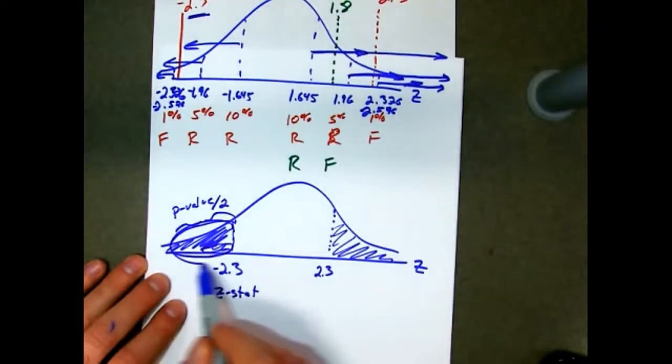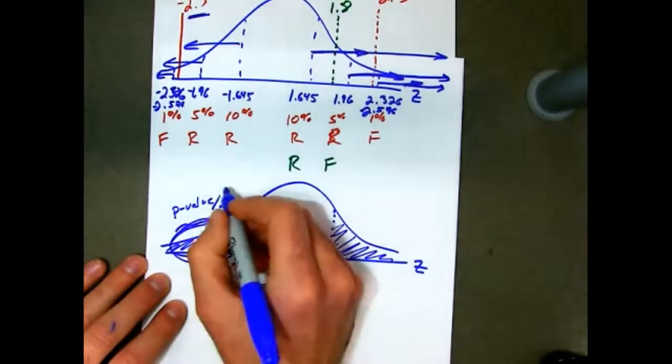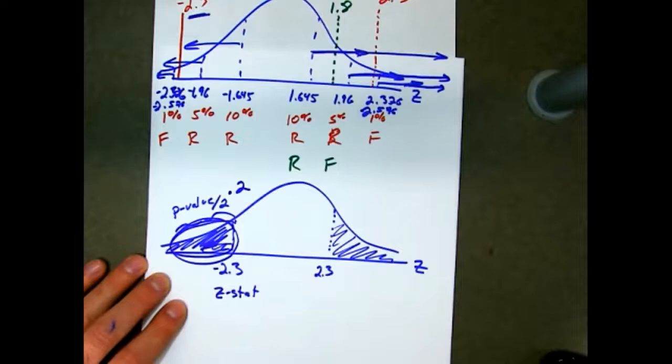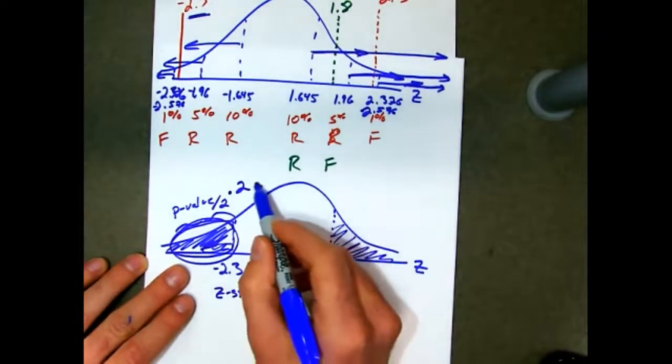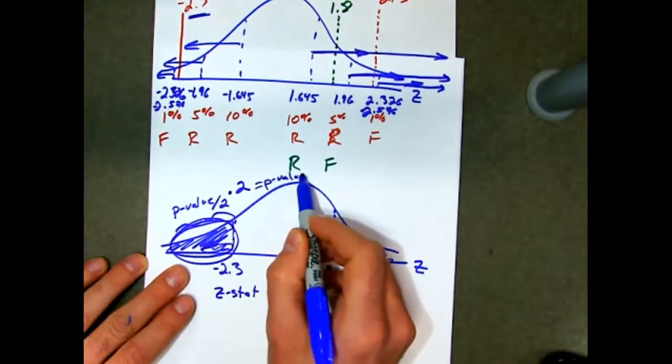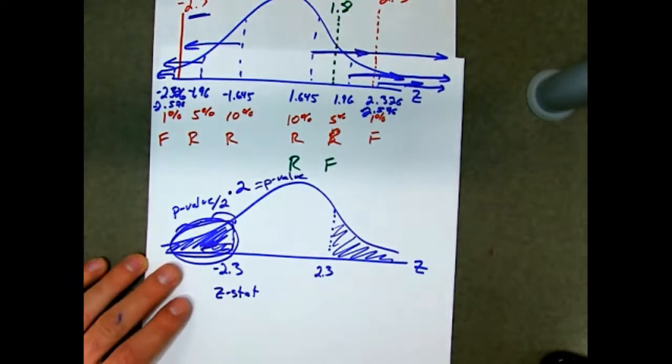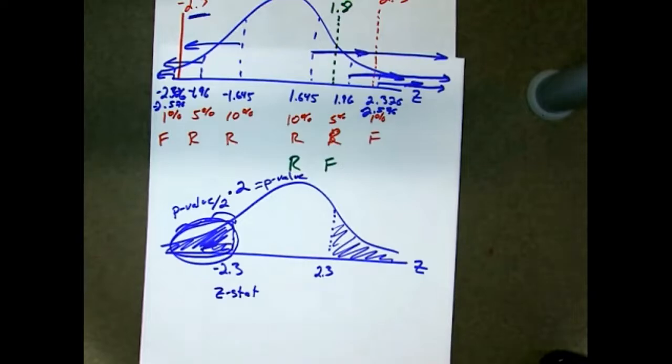So once I find the area in one of my tails, I then have to multiply it by 2, because I have two tails of the same size, to get my final p-value. Okay. So that was the added step for a two-tailed test: once I find the area that's more extreme than my test statistic, I then have to multiply it by 2. For a one-tailed test, once I found that area in the tail, I was done. Okay.